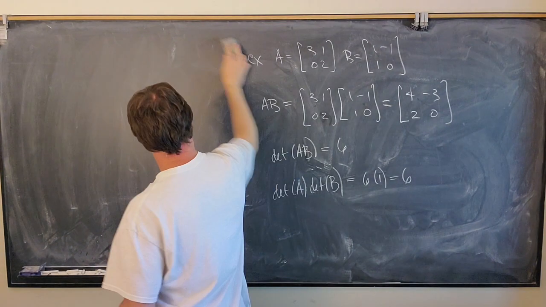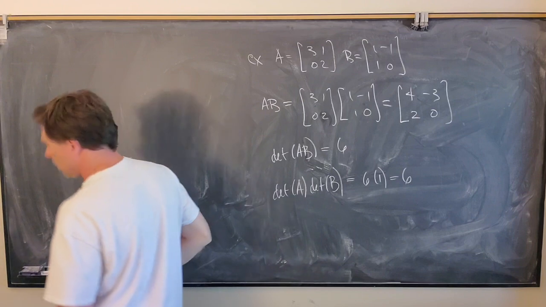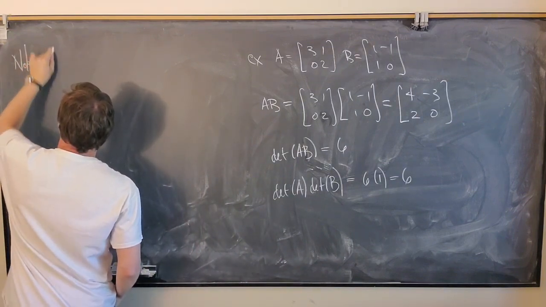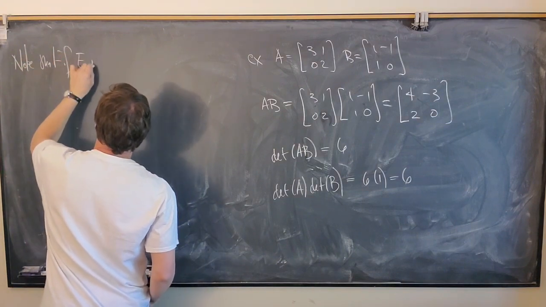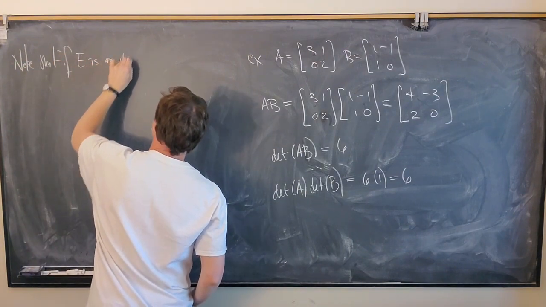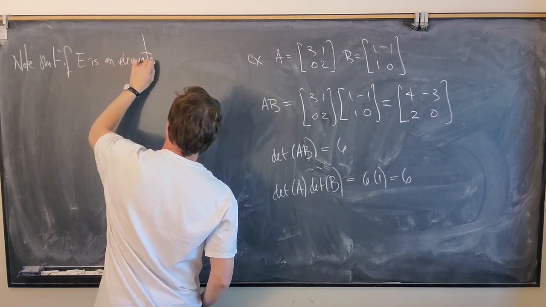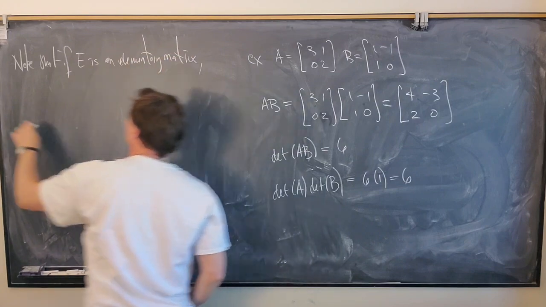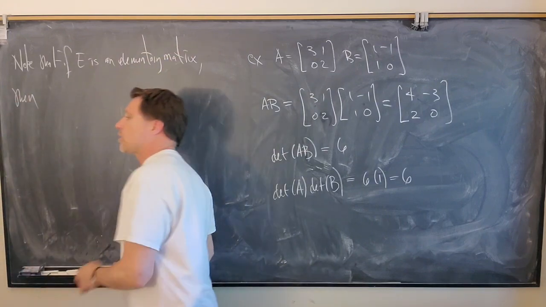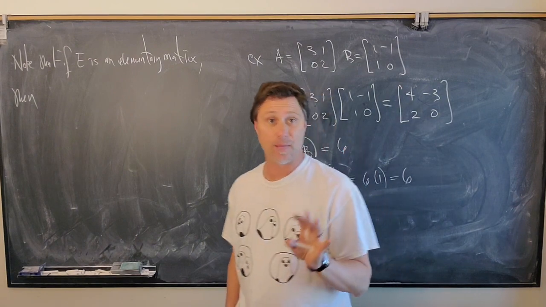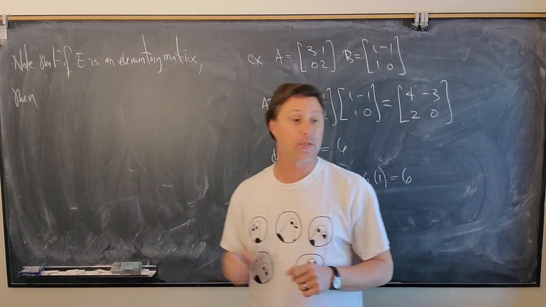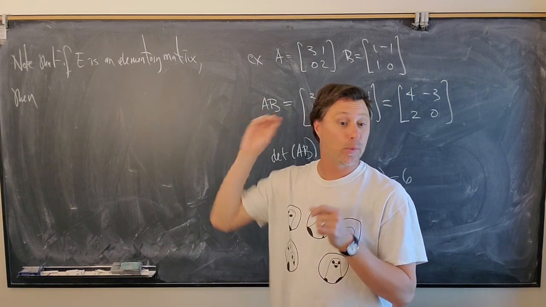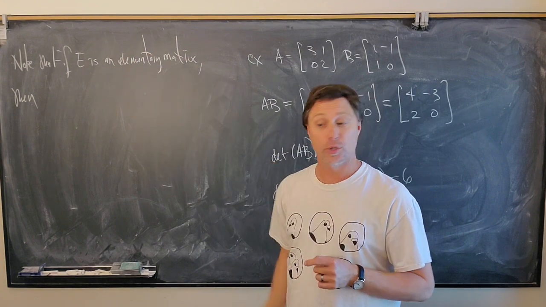So now, note: if E is an elementary matrix, then, remember, an elementary matrix is one that's been obtained from the identity matrix by performing a single elementary row operation. Maybe we interchanged 2 rows, maybe we multiplied a row by a constant, maybe we added a multiple of 1 row to another row.